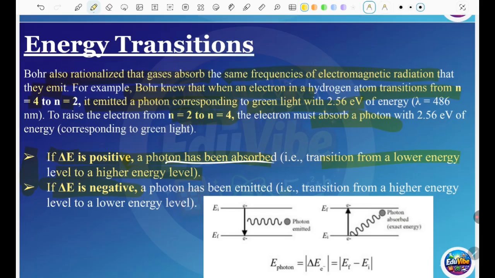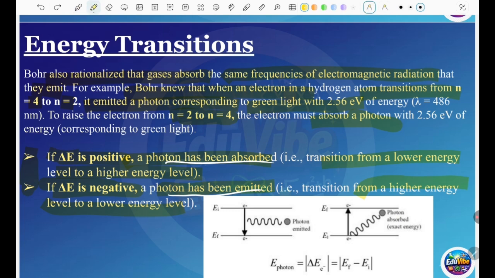When delta E is negative, a photon has been emitted, and the electron transitions from a higher energy level to a lower energy level. Now the photon has been emitted. When they emit it and delta E is negative, they go from like 4 to 3, 4 to 1, 2 to 1. They go from higher to lower, down to the ground state.